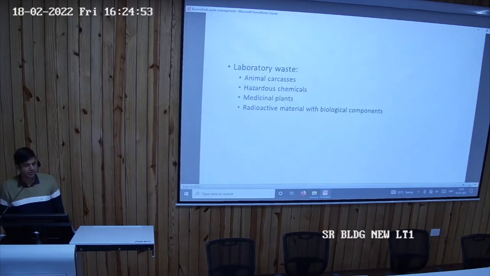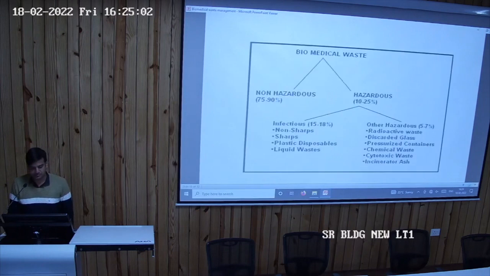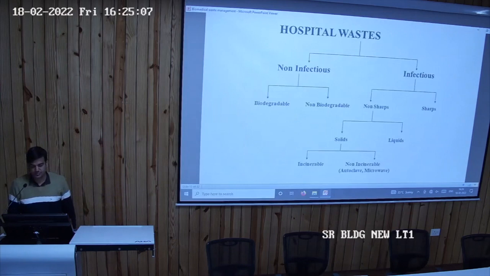From the laboratory, there could be different types of waste like animal carcasses, hazardous chemicals, medicinal plants, radioactive material with biological components. So this is how they are classified. One more classification is that the non-infectious could be biodegradable or non-biodegradable. That was the whole concept behind keeping dry and liquid waste separately. Infectious could be sharps and non-sharps. Non-sharps could be either solid or liquid, and solid could be incinerable, which can be burnt, or non-incinerable, which has to be treated with an autoclave or microwave.